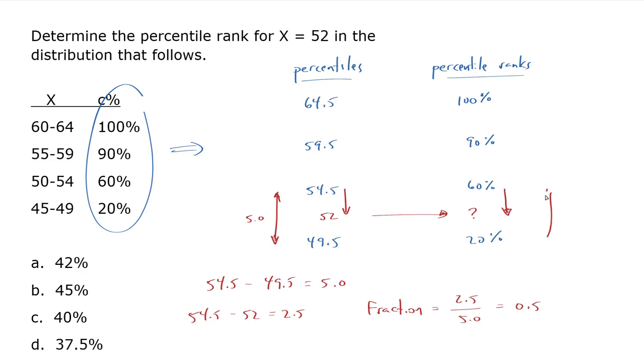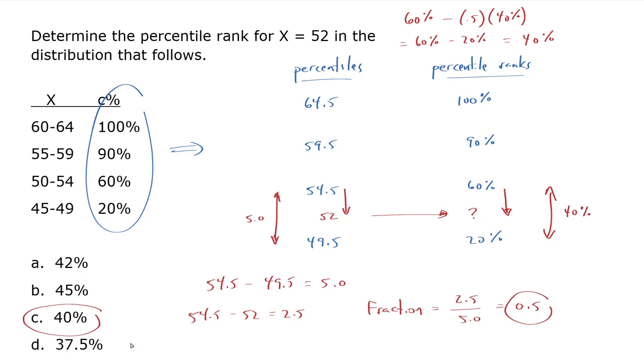The entire distance from 60% to 20% is 40%, but I'm only going to go half of the way through that 40%. Let me find somewhere to write this out. I'm going to start at 60%, and then I'm going to move downwards, subtract 0.5 of the entire interval width, 40%. This is the same as 60% minus 20%, and that is 40%. So my answer here is C, 40%.